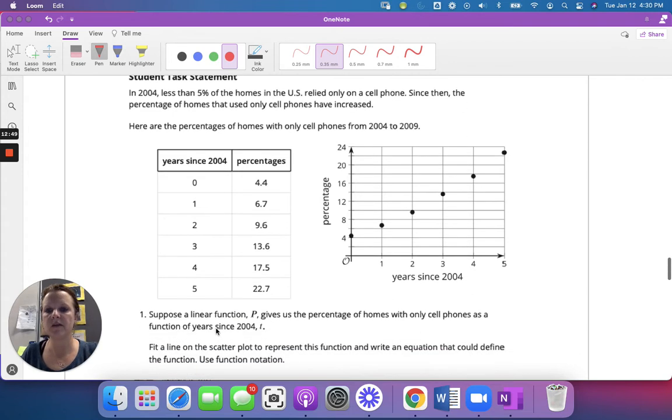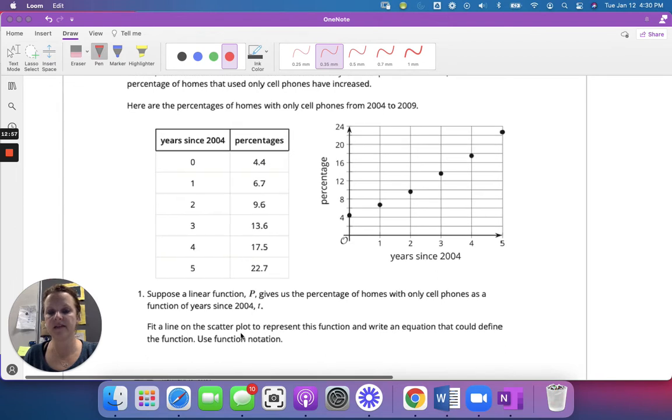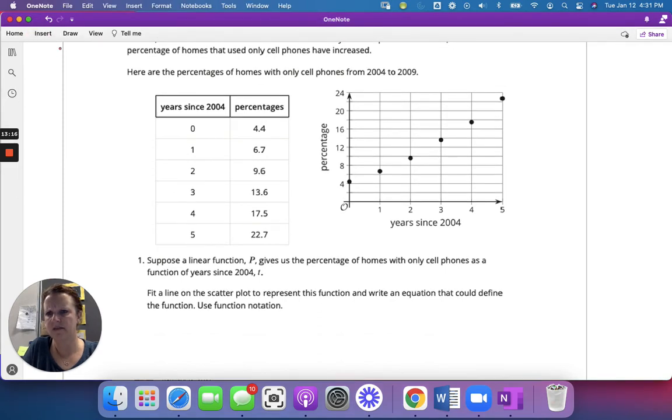Okay, suppose a linear function p gives us the percentage of homes with only cell phones as a function of years since 2004. Fit a line on the scatter plot to represent this function and write an equation that could define the function. Use function notation. Guys, this is important. To be able to look at a graph and come up with an equation is super duper important for algebra. Very super duper.